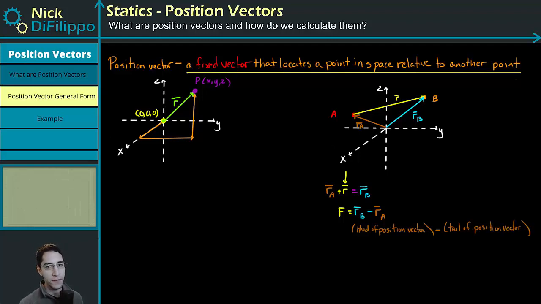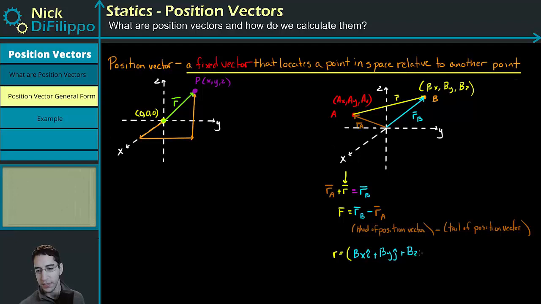So if this point A has a point AX, AY, AZ, and point B right here has a point BX, BY, BZ, when we subtract these two points from each other, we'll say our position vector R is equal to BXi plus BYj plus BZk minus AXi plus AYj plus AZk.